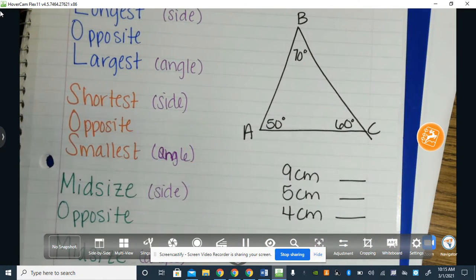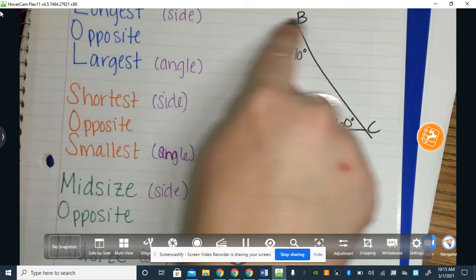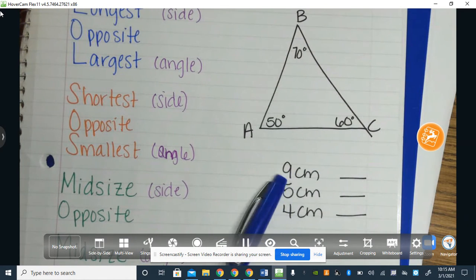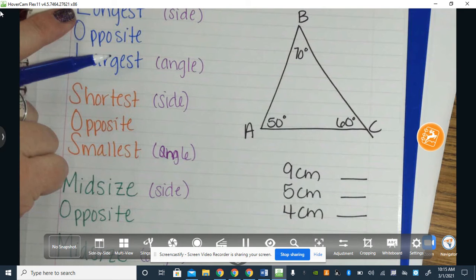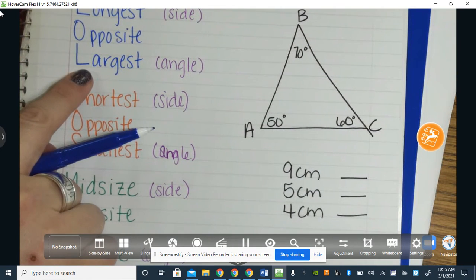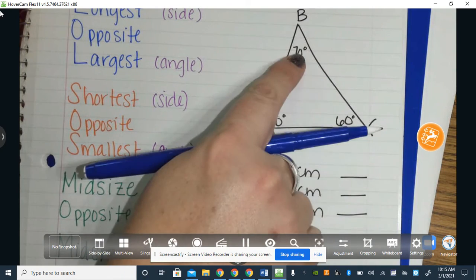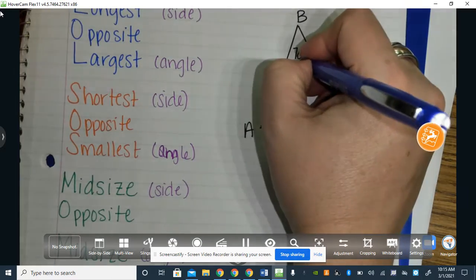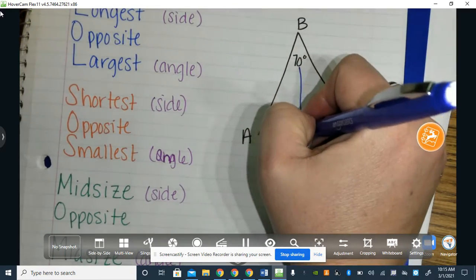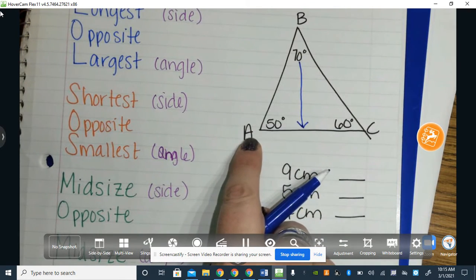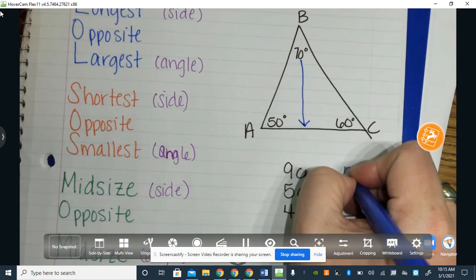And I need to figure out which side that is. So if I'm looking here, and I'm looking at where I'm going to put these, 9 would be my longest side. Well, I know my longest side is opposite my largest angle. So if I look at my angle measurements, B is the largest because it's 70. So I'm going to draw an arrow from 70 to opposite it. So it would be here on this line, and we would label that line AC. So it's line segment AC.